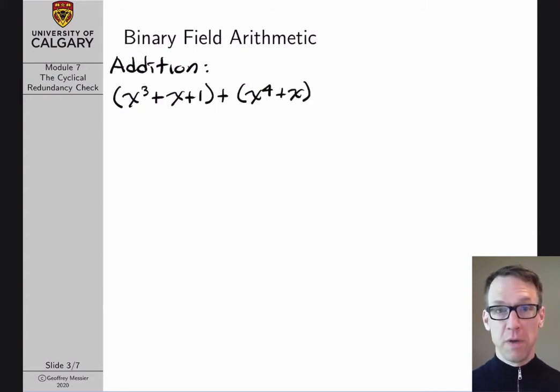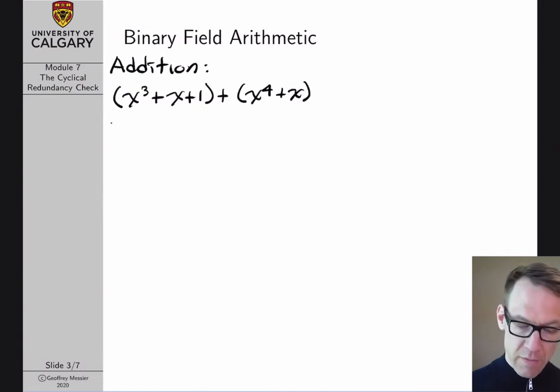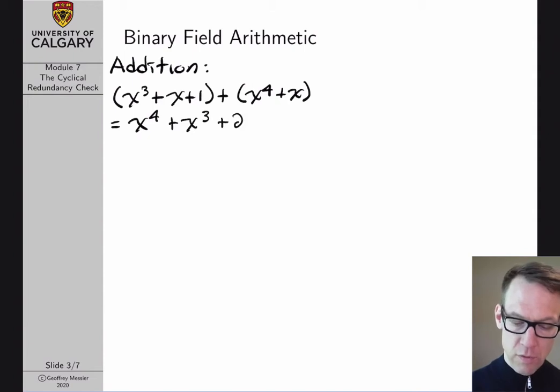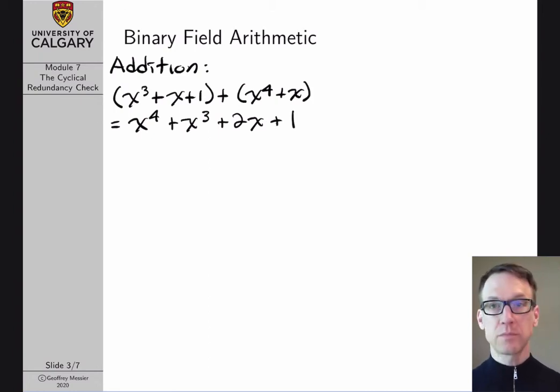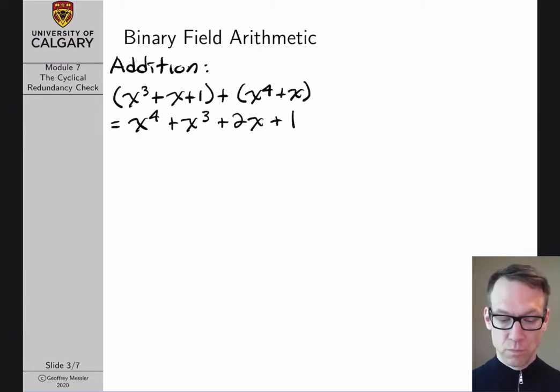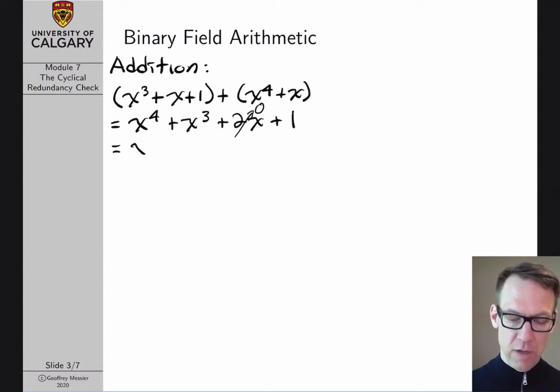So just start by doing regular algebra. So we have x to the fourth plus x cubed plus 2x plus 1. That was just regular algebra. However, once we're done, we have to take modulo two of our coefficients. And we know that two modulo two is zero. So this term actually goes to zero. And our final answer is x to the fourth plus x cubed plus one.